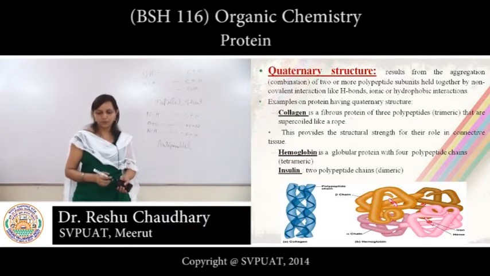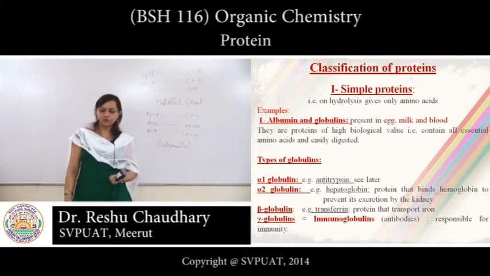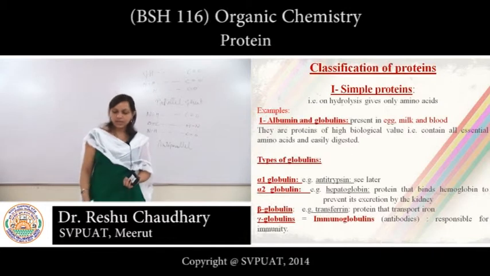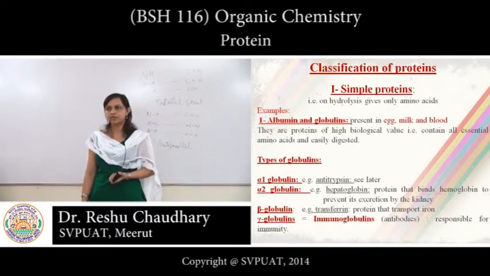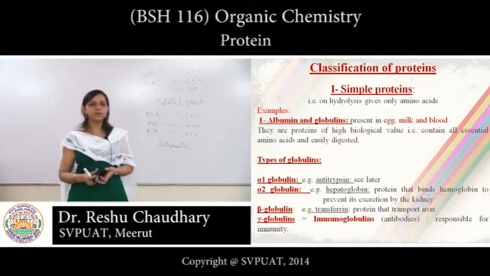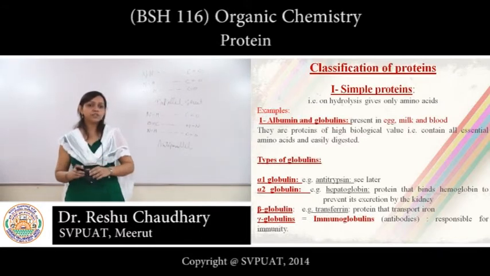and tertiary structures of proteins. Now comes the classification of proteins. On the basis of increasing complexity and solubility, they can be classified into three different classes. One is simple proteins, second is conjugated proteins, and third is derived proteins. Now let us discuss the simple proteins. They give alpha amino acids on hydrolysis.